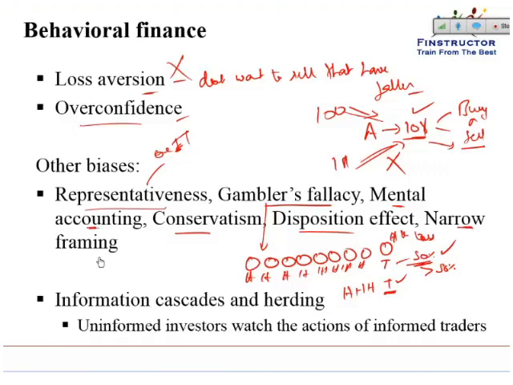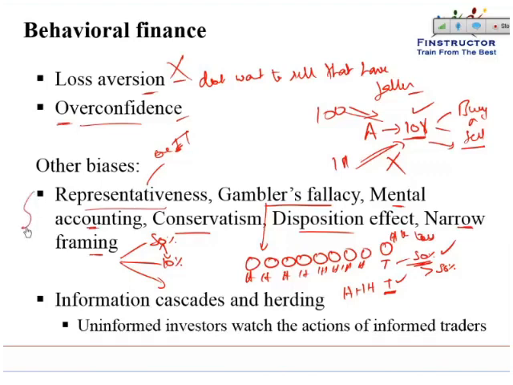Narrow framing again is similar to overconfidence, wherein we feel that we are too sure of the outcome. So we say that best case is 50% return, worst case is 10% return. So the frame is too narrow, whereas in the worst case, things can go much worse.